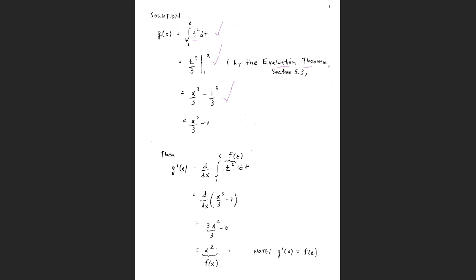Okay, so I get then g of x. Hey, it is a function of x. g of x equals x cubed over 3 minus 1 over 3. Are there any questions up to here?